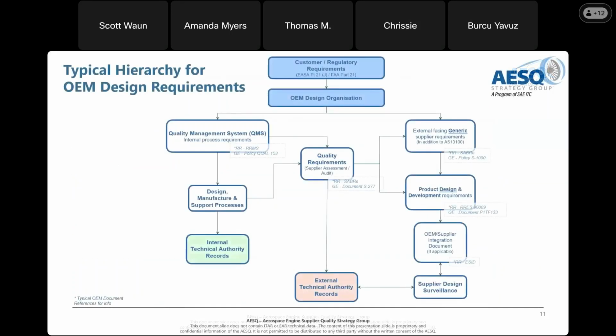So a quick hierarchy for our specific design requirements. And we've got some examples here also from both I believe GE and Rolls, but this is just a flow down showing how our regulatory requirements come into our OEM requirements and how that kind of splits off into our internal versus our supplier requirements, and then how we flow down those quality requirements, engineering requirements to our suppliers that do our design hardware.